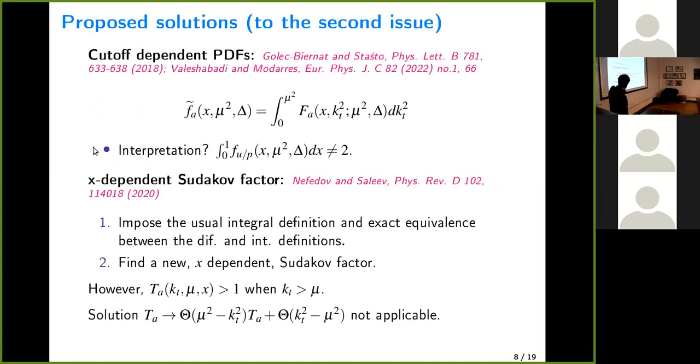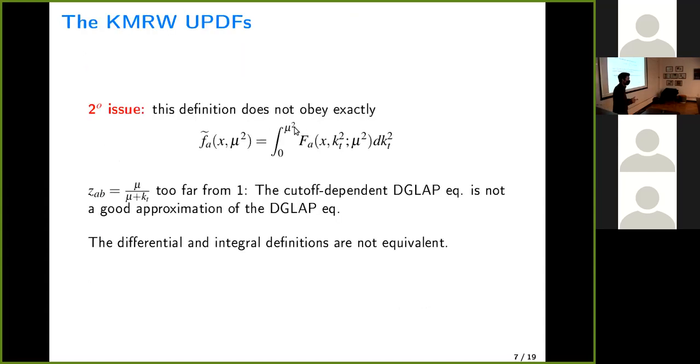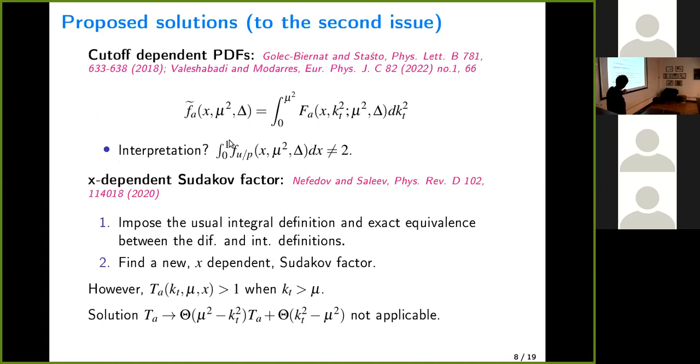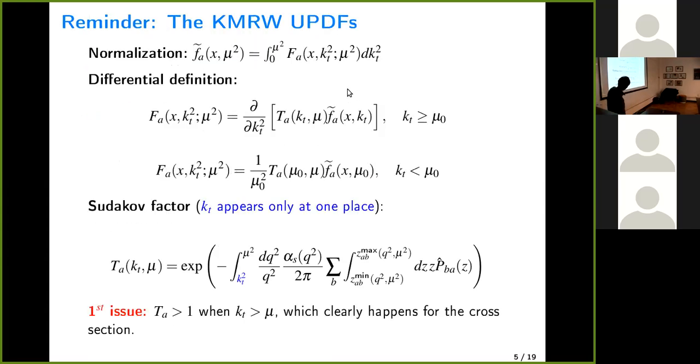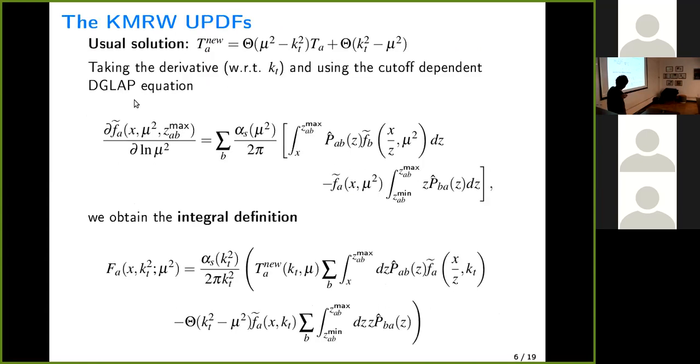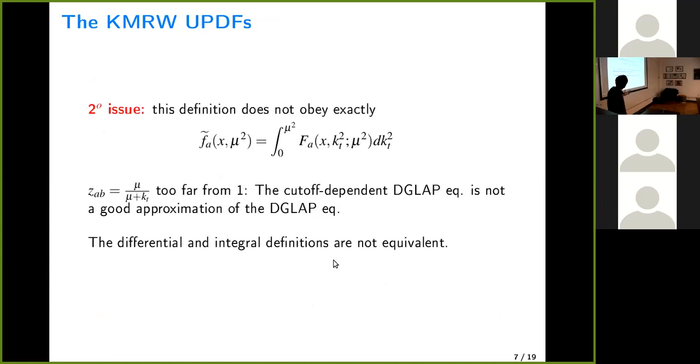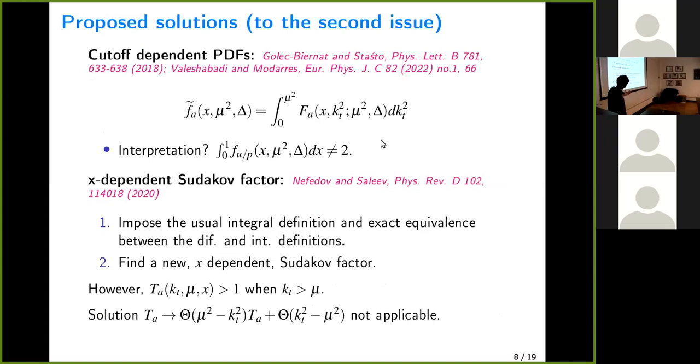Okay, so let me show you two potential solutions to this second issue. So to the issue that the integral and differential definitions are not equivalent, and as a consequence, the integral definition does not obey exactly the normalization condition. So two groups propose to use instead cutoff dependent collinear PDF. So in this relation here, instead of having the collinear PDF, they propose to use cutoff dependent collinear PDF. And so it is okay to use the cutoff dependent DGLAP equation. And so they propose to use this relation.